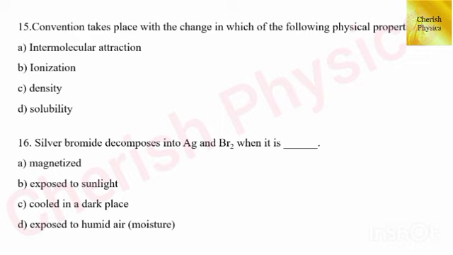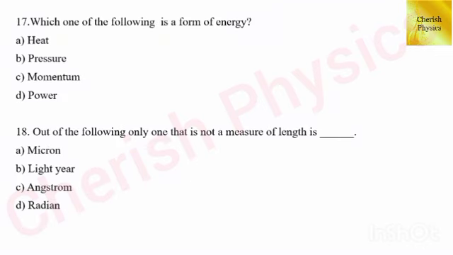15th question. Convection takes place with the change in which of the following physical properties? The answer is option C, density. 16th question. Silver bromide decomposes into silver and bromine when it is dash. The answer is exposed to sunlight. 17th question. Which one of the following is a form of energy? The answer is option A, heat.